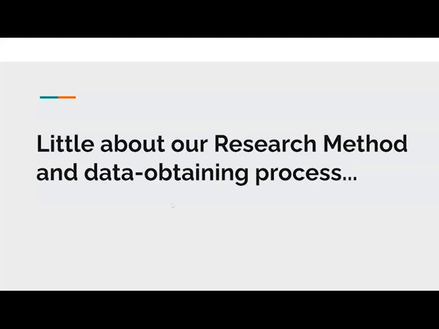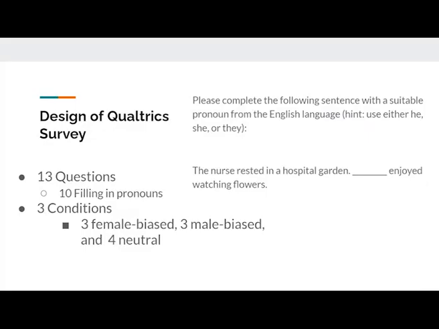Now we're going to talk a little about our research design. We had 13 questions for our survey, and 10 of these require participants to fill in either she, he, or they pronouns in order to complete the sentence to the best of their ability. The three conditions that we tested were male bias questions, female bias questions, and neutral questions. There were three each of female bias and male bias questions, and four neutral questions.